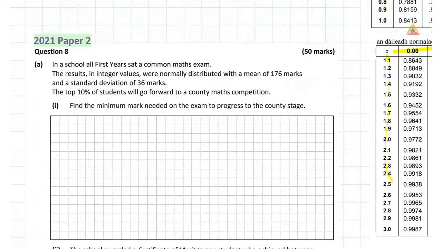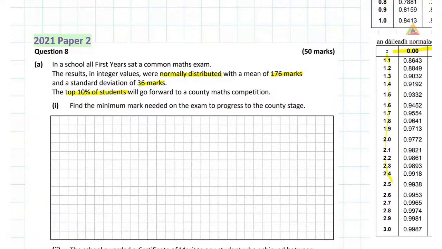It's paper 2, as inferential statistics and statistics in general always is, and this is question 8 that we're starting with. So in a school, all first years sat a common maths exam. The results in integer values were normally distributed, so that's important because we can use our log tables, with a mean of 176 marks and a standard deviation of 36 marks. The top 10% of students go forward to a county maths competition. Find the minimum mark needed on the exam to progress to county stage.